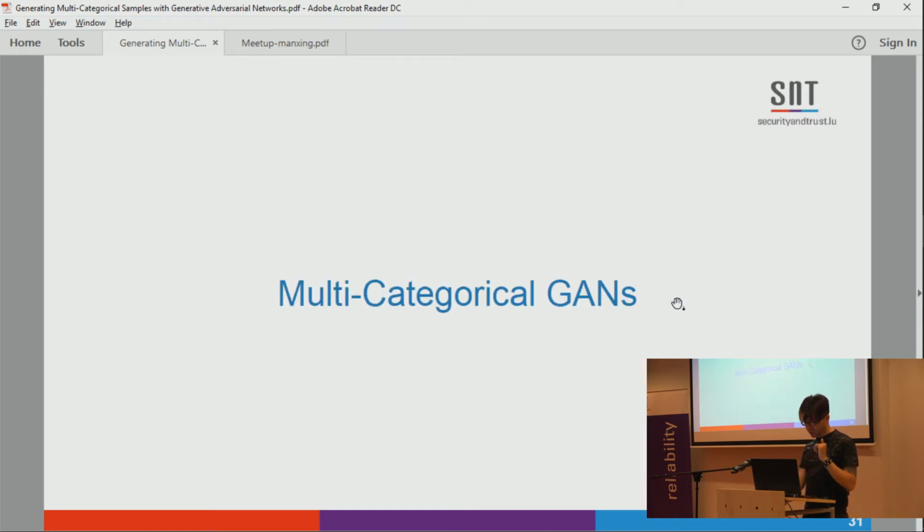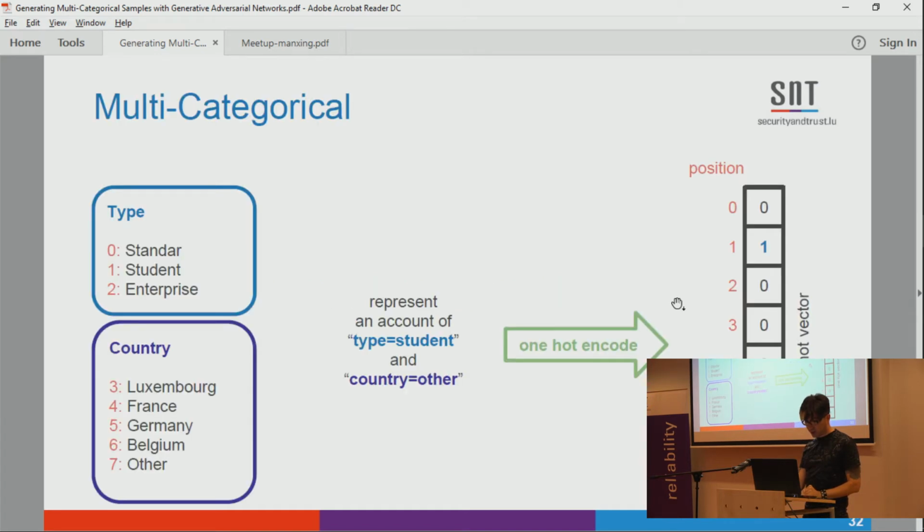I will show our approach and an example first, just to clarify the matter of multiple categorical variables. In this case, I'm just using two from a user account. The type of a user account could be a standard account, student account, company account, and the country.